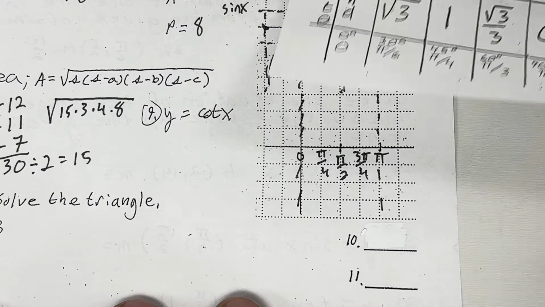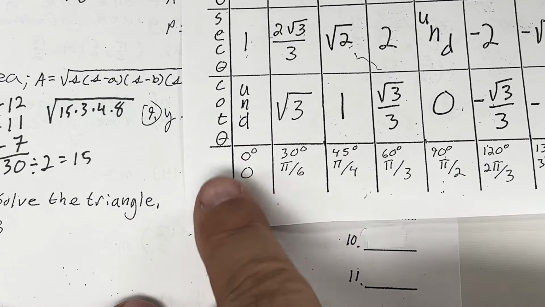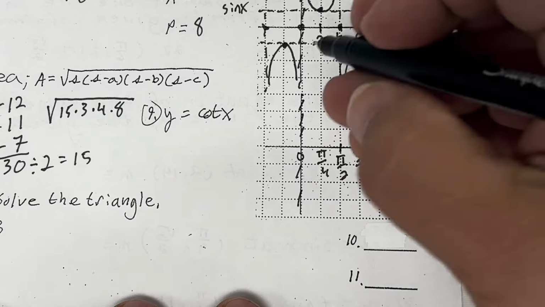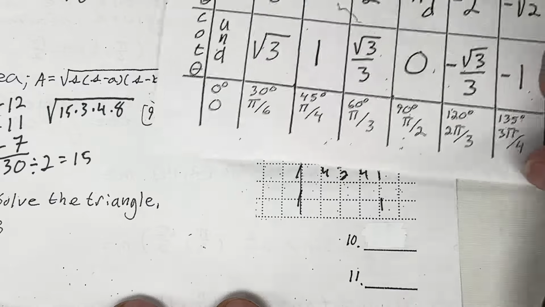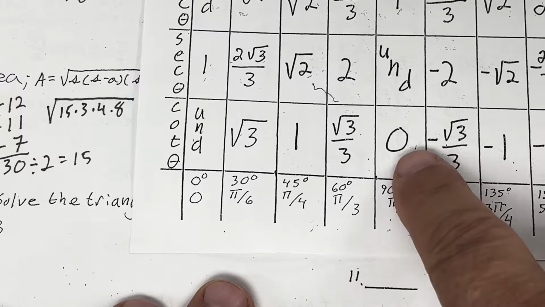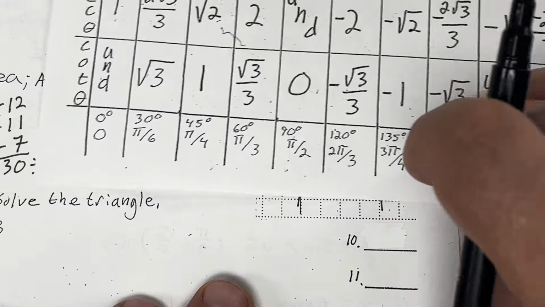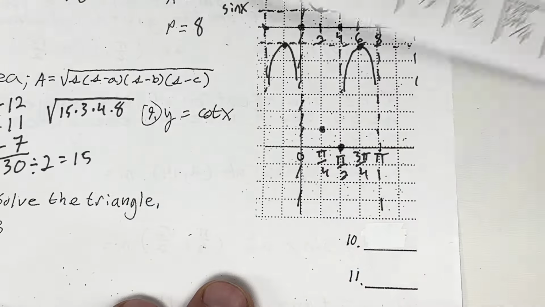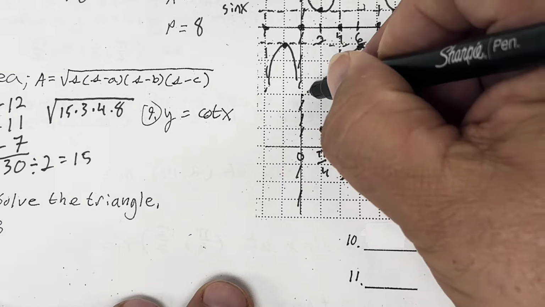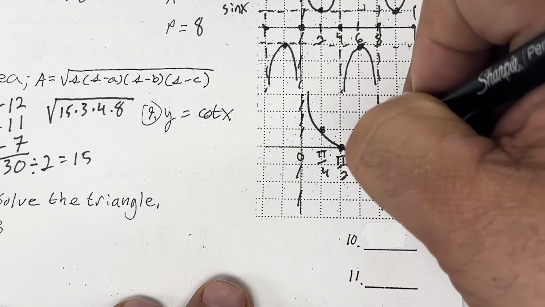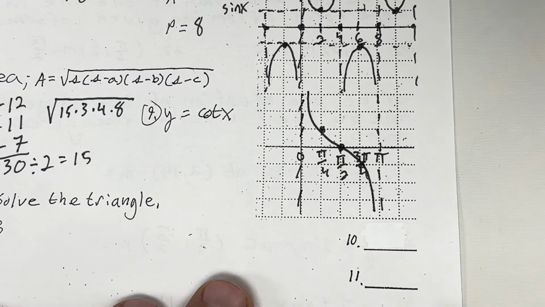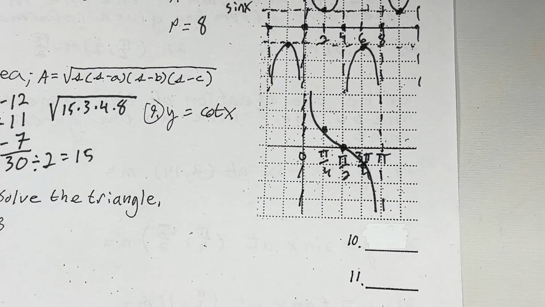So cotangent of pi over 4 is 1. Cotangent of pi over 2 is 0. And then cotangent of 3 pi over 4 is going to be negative 1. And our graph will come along there, go through, and then skim down along that asymptote.